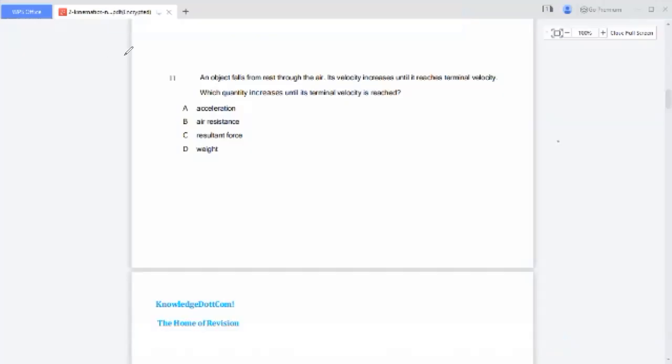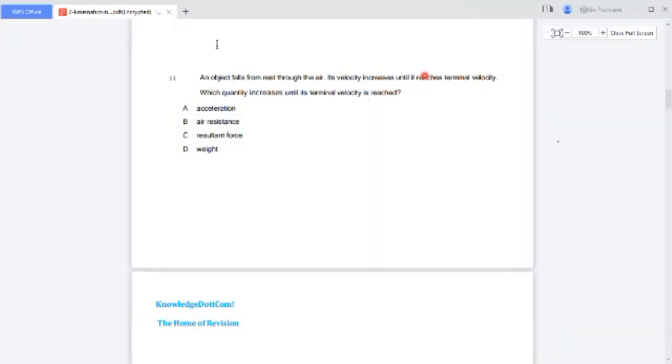Question number 11. An object falls from rest through air. Its velocity increases. You know that velocity and air resistance are directly proportional to each other. When velocity increases, air resistance also increases until it reaches terminal velocity, and we know that terminal velocity is approached when air resistance and weight of the object both become equal to each other.